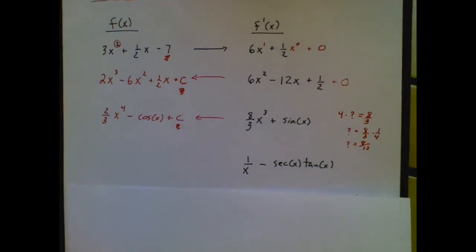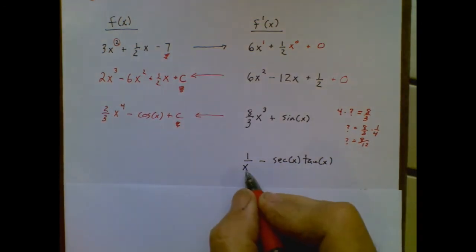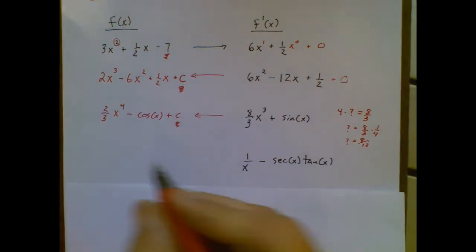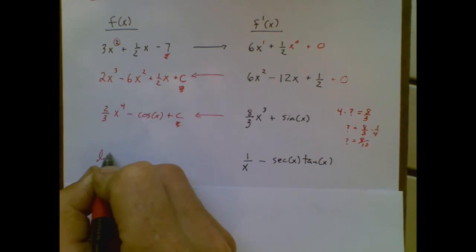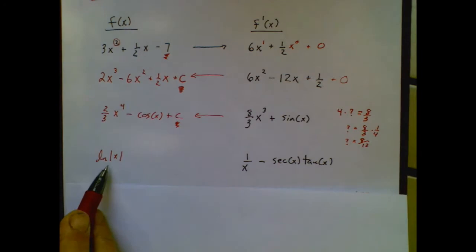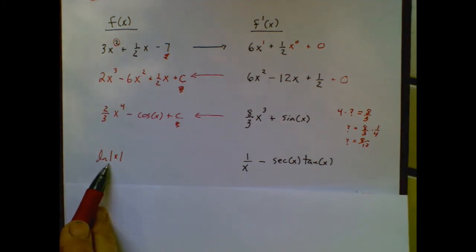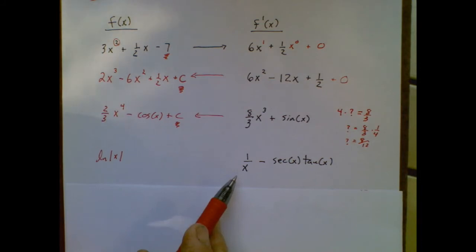This one's going to be a little bit surprising to you. The 1 over x, that's simply natural log. And a lot of times in calculus, the antiderivative will put an absolute value around the natural log of x, because remember, only positive inputs can go into natural log. So the derivative of natural log of x is 1 over x.